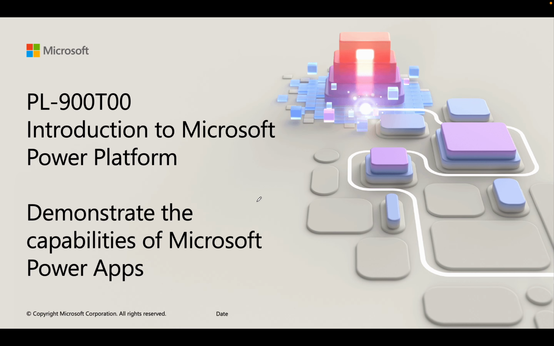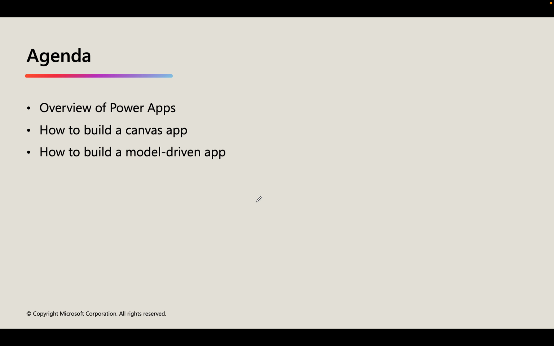Let's talk about PL-900, the fourth learning path called Demonstrate the Capabilities of Microsoft Power Apps. Inside this learning path, we have three modules to learn. The first one is the overview of Power Apps. The second one is how to build a Canvas app. The third one is how to build a model-driven app.